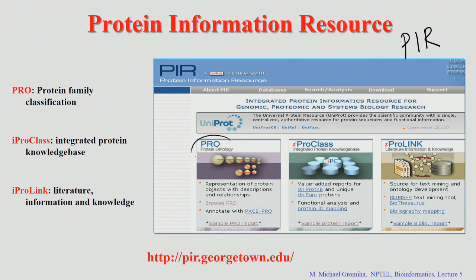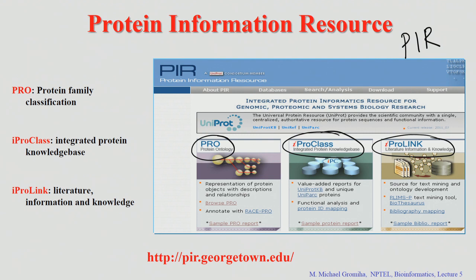One is the protein ontology, PRO, and the iProClass contains the integrated protein knowledge base, and the iPro link contains literature information and knowledge. Essentially, this is the integrated protein information resource for understanding genomics data, proteomic data, as well as systems biology research. So, try to put it together. They collected the data and classified it into three different categories, and each one presents it in a different way.